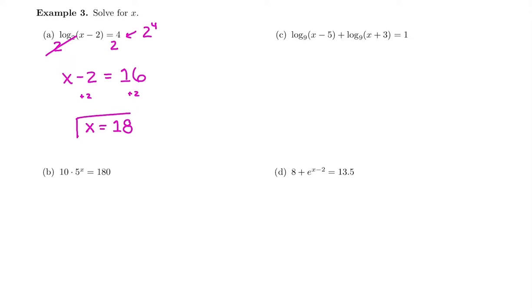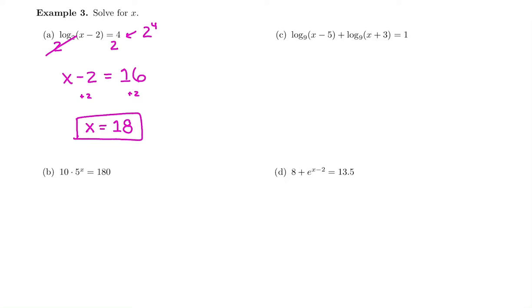And now I can grab my calculator and plug back into the original function and do log base 2 of 18 minus 2, and I really do get 4 out when I plug back into this original function here. So I'm going to use 2 to convert log base 2.